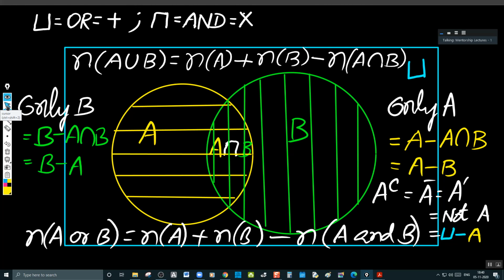Of course, you have some more also. Sir, A complement will be only B, right? Meaning both will be equal? No, beta, A complement is not that. Not A means outside also there. Not A means it may be B or it may be outside of A.